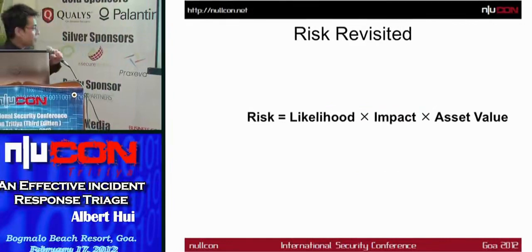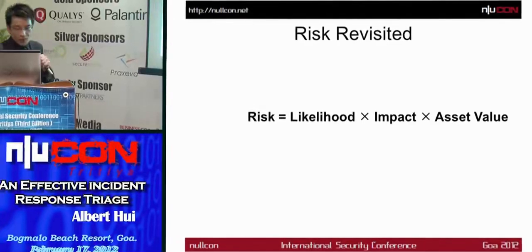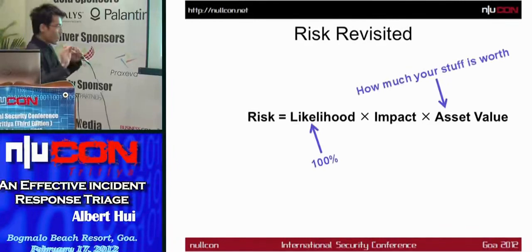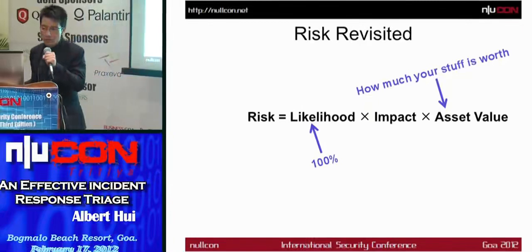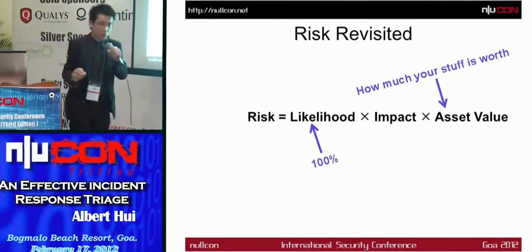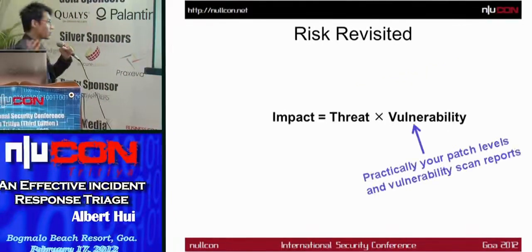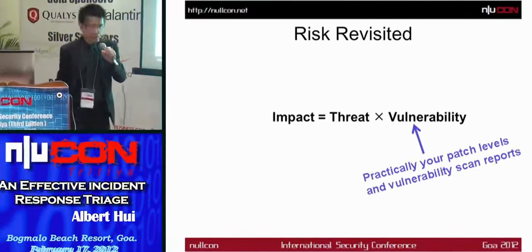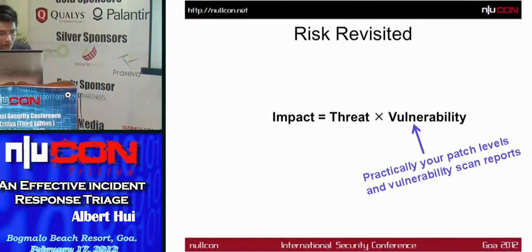Now, what's impact? The impact can be determined by the threat and the vulnerability of your system to these threats. Now, how can you gauge vulnerability? It's practically your patch levels and vulnerability scan reports. And it's easily achievable. Any enterprise management software will allow you to build an inventory of the patch level, and any vulnerability scan product can give you the scan report. Now, we're left with threat.